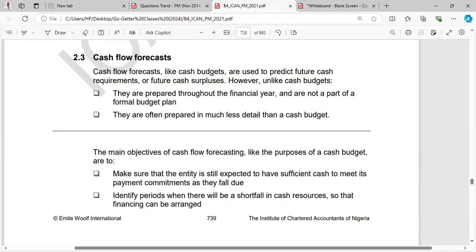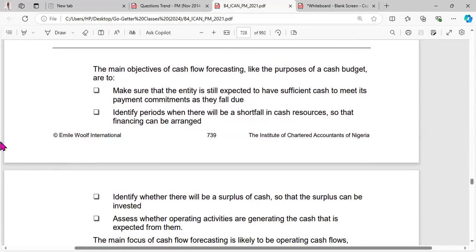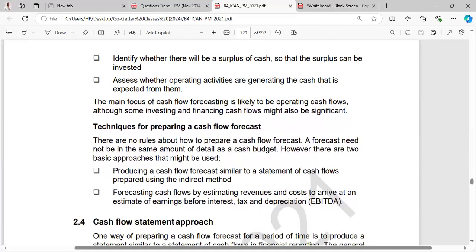Now, what are the main objectives of cash flow forecasting? To make sure that the entity is still expected to have sufficient cash to meet its payment commitments as they fall due, to identify periods when there will be a shortfall in cash resources so that financing can be arranged, and to identify whether there will be a surplus of cash so that the surplus can be invested. Then assessing whether operating activities are generating the cash that is expected of them.